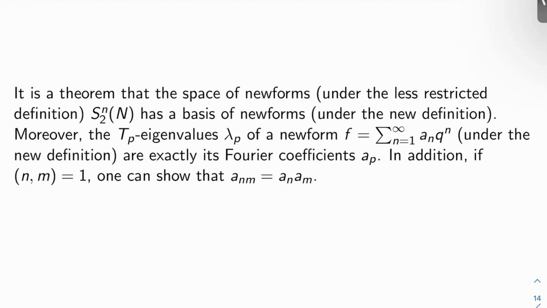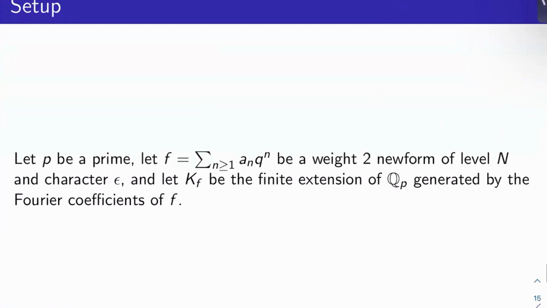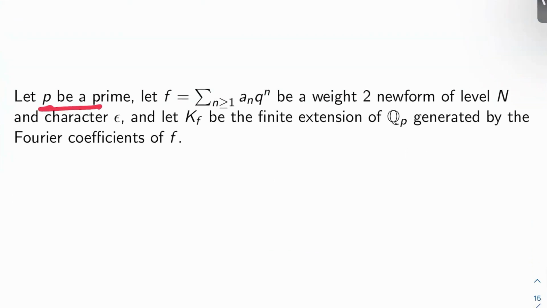All right. So last little bit of setup before we get to the big theorem of the day. Let p be a prime. Let f be a weight 2 newform of level N and character epsilon with coefficients a_n. Let K_f be the finite extension of Q_p generated by the Fourier coefficients of f. I mean, you have to prove that's a finite extension because there's infinitely many coefficients here, but it turns out that it is a finite extension. K_f viewed as Q adjoin all the Fourier coefficients is called the number field of f. So K_f is kind of the local version of that at p.